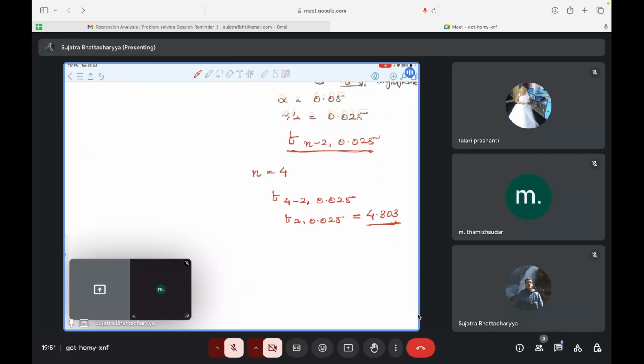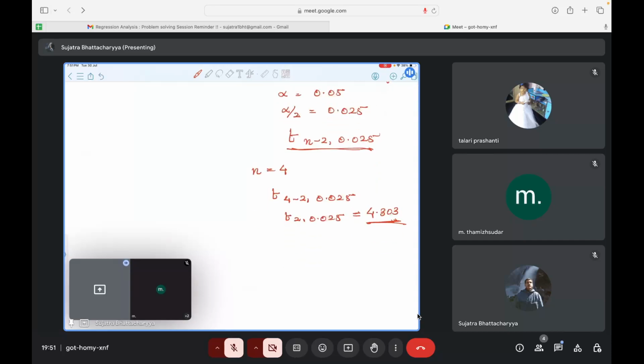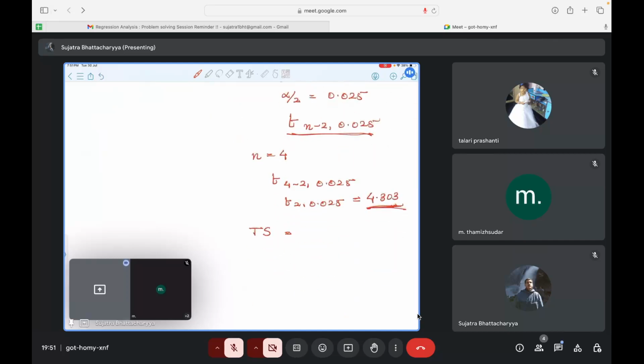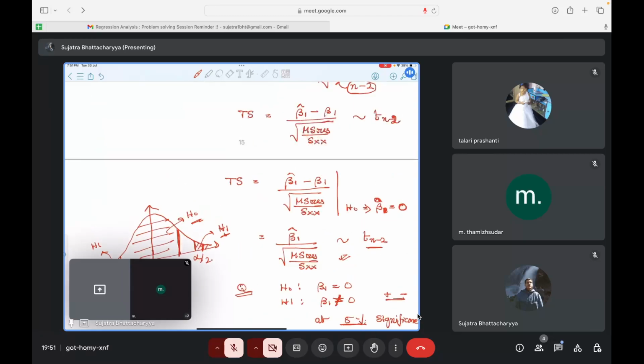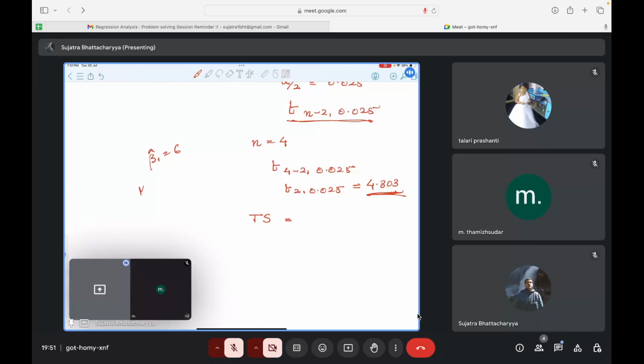Okay. So this is the table. Now, what is the test statistic value? Now we have to calculate that. Beta 1 cap we have found is 6. What about MS residual? MS residual is SS residual divided by n minus 2. SS residual is 4, divided by 4 minus 2, so it is 4 by 2, which is 2. What is Sxx? Which is 5.